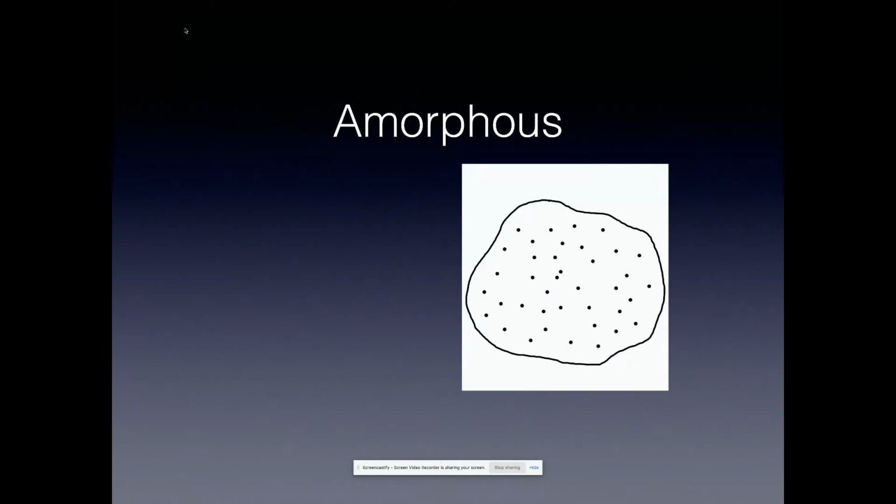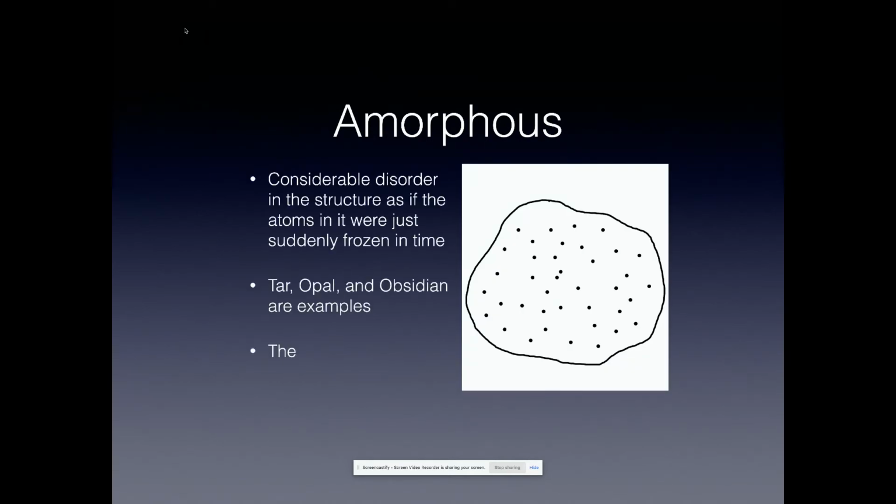Now, an amorphous solid has quite a lot of disorder in the structure. The best example is as if all of the atoms just suddenly froze in time, wherever they happen to be. I am guessing you are familiar with tar, maybe from doing some roofing or when somebody is redoing the asphalt out in the street.